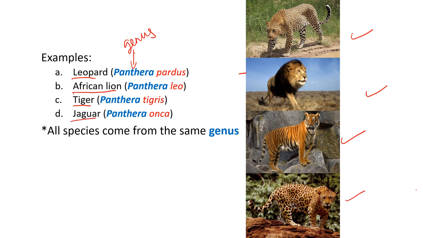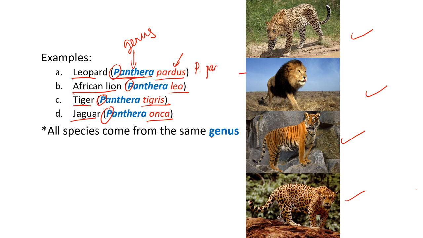Again, the first name, Panthera, has to be capitalized. The first letter must be capitalized. And then the specific epithet, which is written in red here, is all small letters. You can write this name in short form, P.